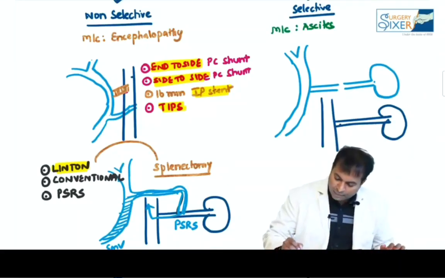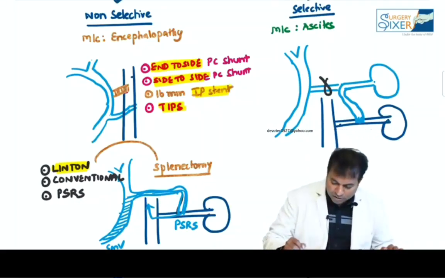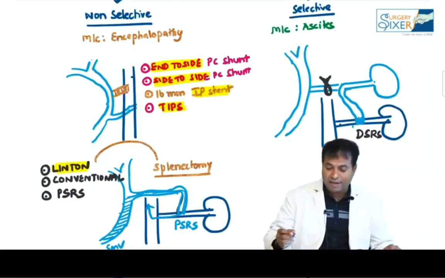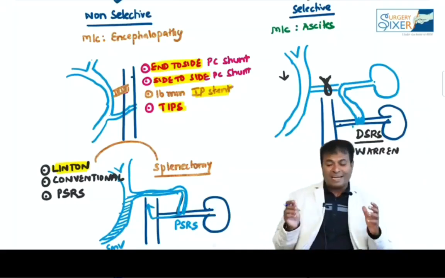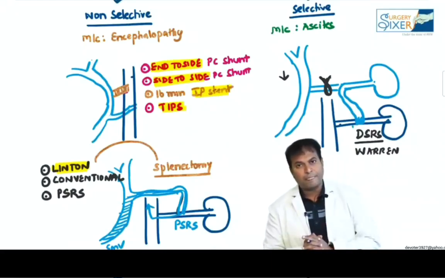Now what I am going to do is divert the splenic vein into the renal vein like this, and I will ligate the proximal splenic vein, and the distal splenic vein I will anastomose with the renal vein. So this is known as distal splenorenal shunt. In this, half of the blood is diverted away, so the portal pressure decreases. This shunt is known as DSRS or Warren shunt, commonly done by many surgeons.